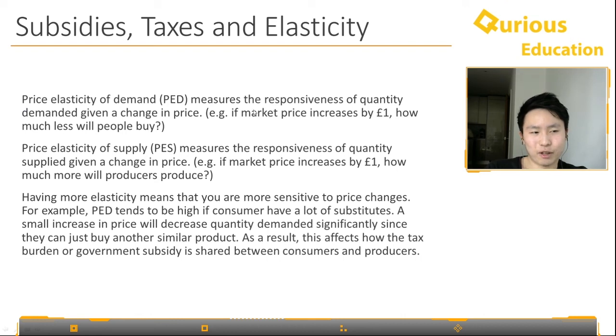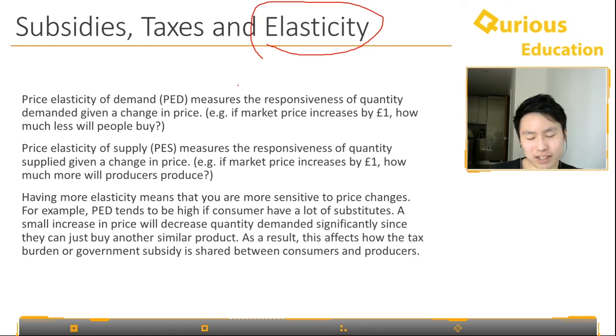Okay, and now for more technical stuff. I'm not sure if you guys have heard of elasticity. Oh, and if you guys have any questions, as usual, just pop it in the chat. So elasticity is a concept where we measure how sensitive the market is to a change in the price. So let's say if we talk about elasticity of demand, if the market price increases by £1, how much less of the good would people buy?